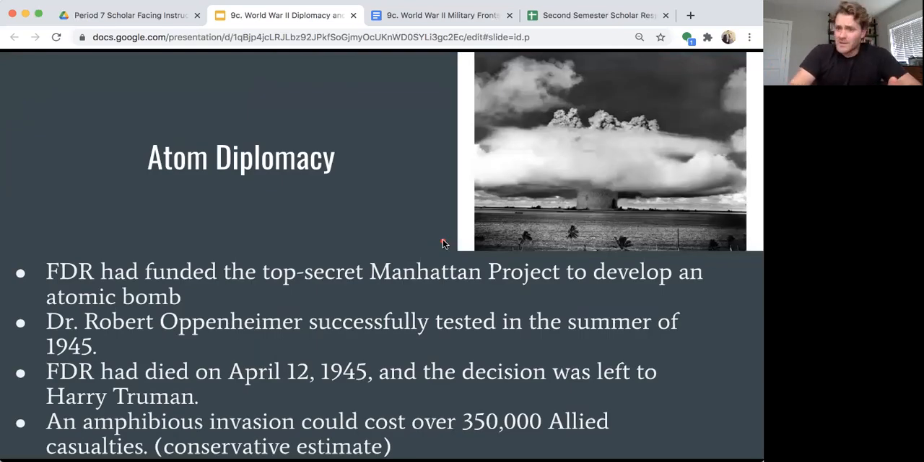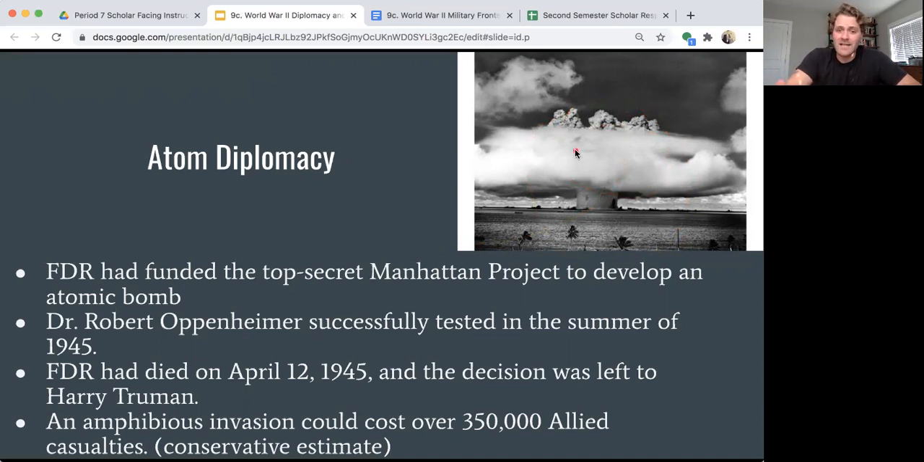Now, throughout this time period, really since the beginning of the war, a top secret project had been ongoing called the Manhattan Project, where they are attempting to harness the power of a split atom to create an atomic bomb. The guy in charge, Dr. Robert Oppenheimer, FDR is funding this. It's super top secret. The vice president, Truman, doesn't even know about it. Super, super top secret. Successfully in the summer of 1945, the bomb is tested successfully in the deserts of the American Southwest.